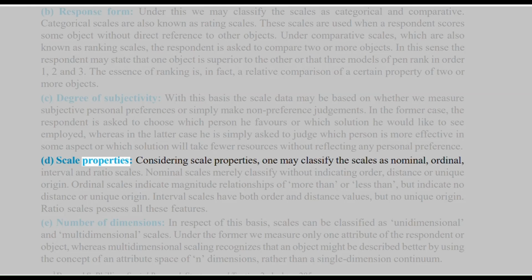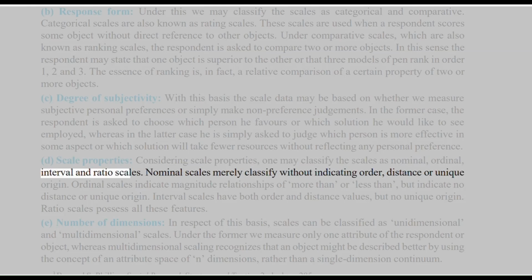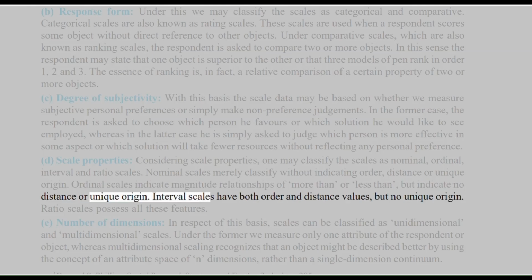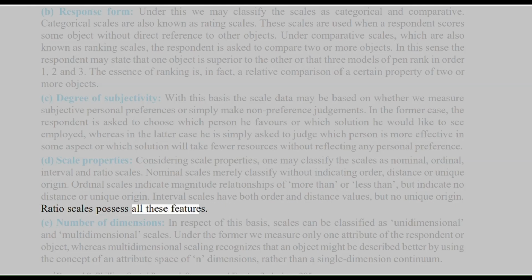D. Scale properties. Considering scale properties, one may classify the scales as nominal, ordinal, interval, and ratio scales. Nominal scales merely classify without indicating order, distance, or unique origin. Ordinal scales indicate magnitude relationships of more than or less than, but indicate no distance or unique origin. Interval scales have both order and distance values, but no unique origin. Ratio scales possess all these features.